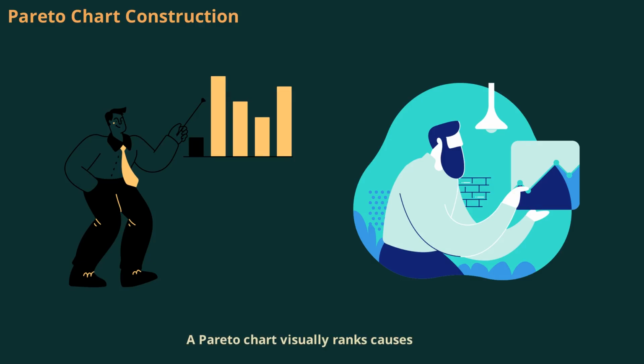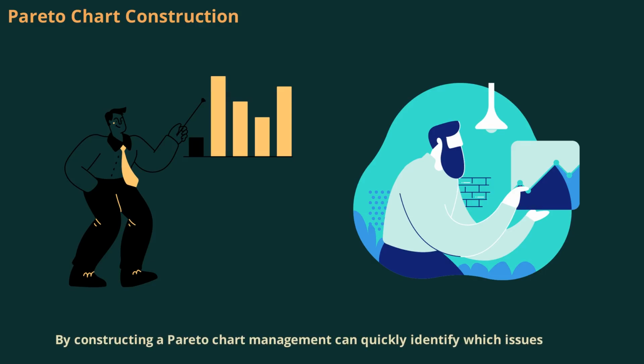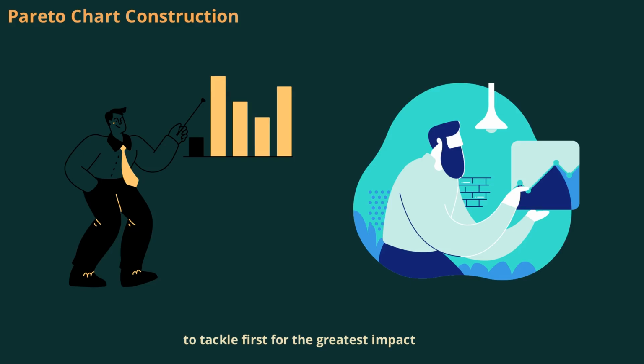A Pareto chart visually ranks causes or issues in descending order of significance. For example, in a spectacle manufacturing company, most defects may be due to a few key problems like scratches or rough edges. By constructing a Pareto chart, management can quickly identify which issues to tackle first for the greatest impact.